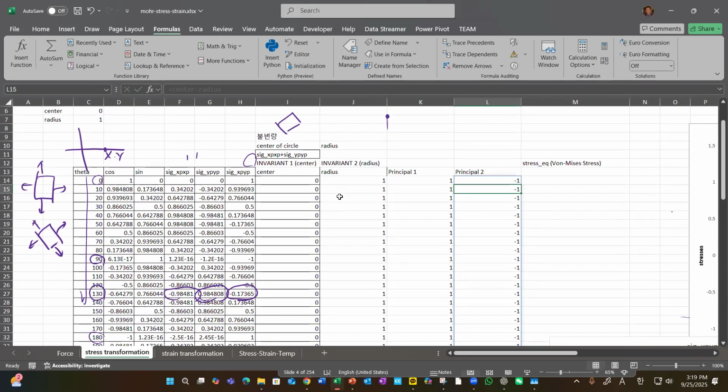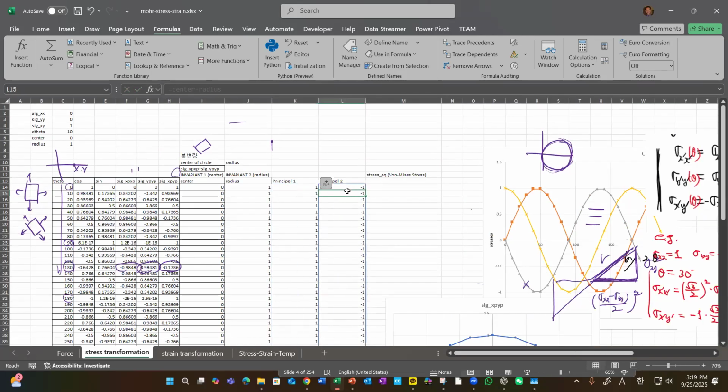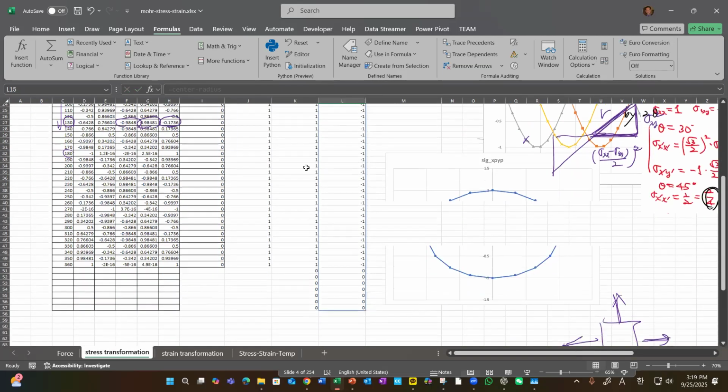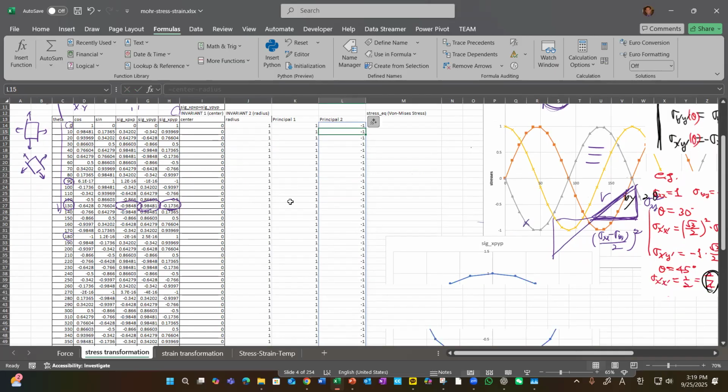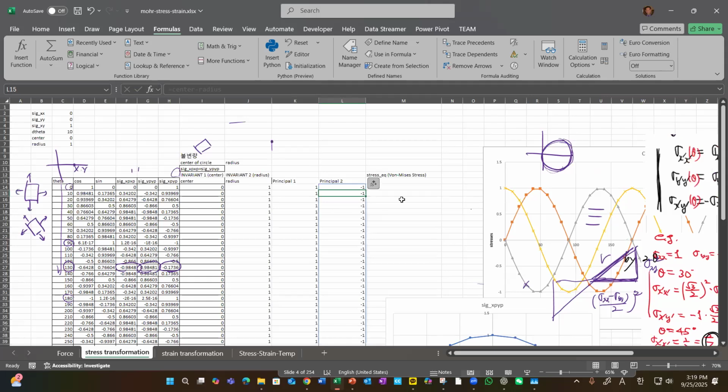그래서 이게 프린시팔 스트레스예요. 플러스 1 마이너스 1, 이거 왜 각도에 따라서 하나도 안 변해? 프린시팔 스트레스라는 건 주어진 스트레스에서 시어 스트레스가 0이 되는 포지션이기 때문에 각도에 따라서 안 바뀐다는 걸 다시 한번 당연하지만 느끼는 게 좋겠습니다. 그래서 프린시팔이 1과 마이너스 1이 되는 이유가 뭘까요? 아까 배웠죠. 시어 스트레스가 1이 있으면 프린시팔 스트레스는 플러스 1이고 마이너스 1이다.